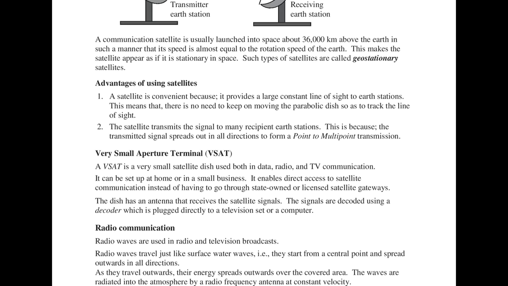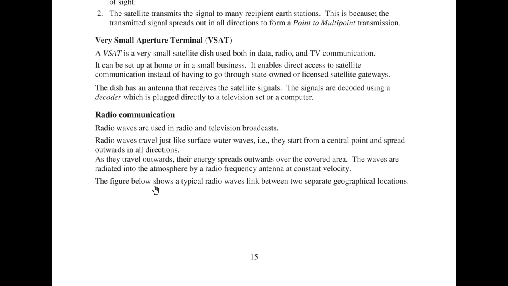Also, it is important we look at VSAT, that is, very small aperture terminal. A VSAT is a very small satellite dish used in data, radio, and TV communication. It can be set up at home or in a small business. It enables direct access to the satellite. You have seen the DSTV stuff, that is the VSAT.